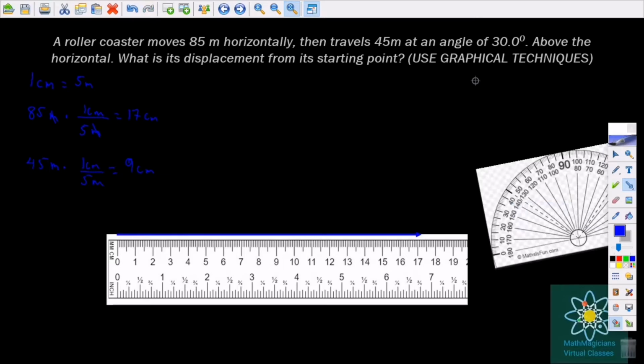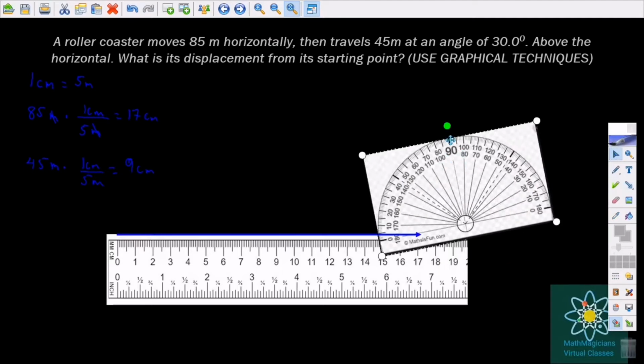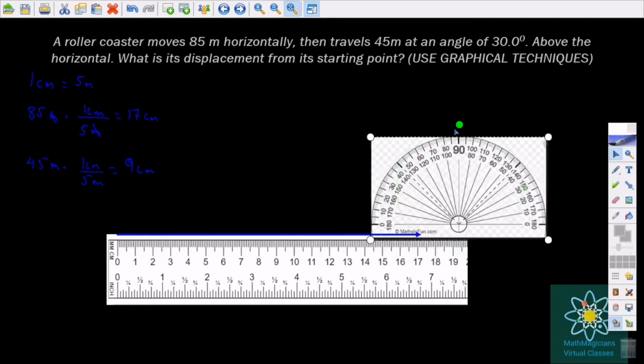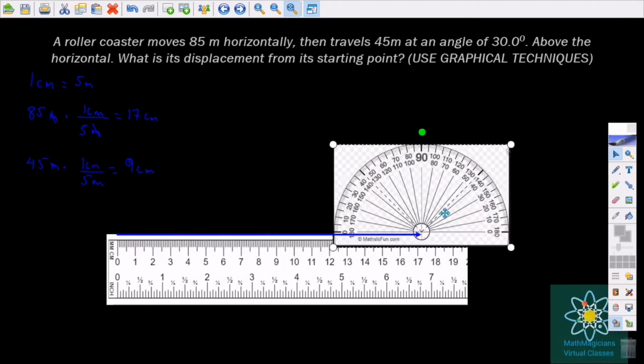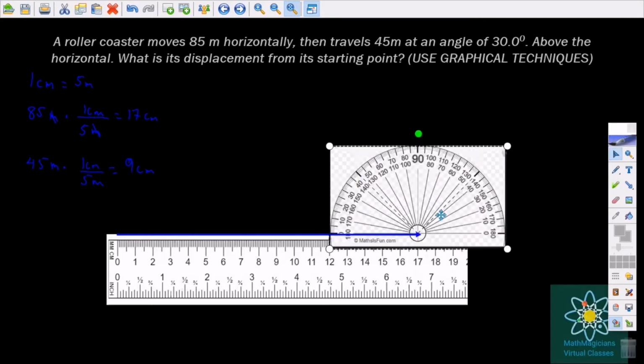Then it says that it moves at an angle of 30 degrees above the horizontal. So we have to find an angle of 30 degrees above this horizontal. We are going to use our protractor. From the tip of your vector, you're going to find 30 degrees. Make an imaginary axis here, and you find 30 degrees. As you can see, your 30 degrees are here. Let's mark them so that we can make our line in that direction.